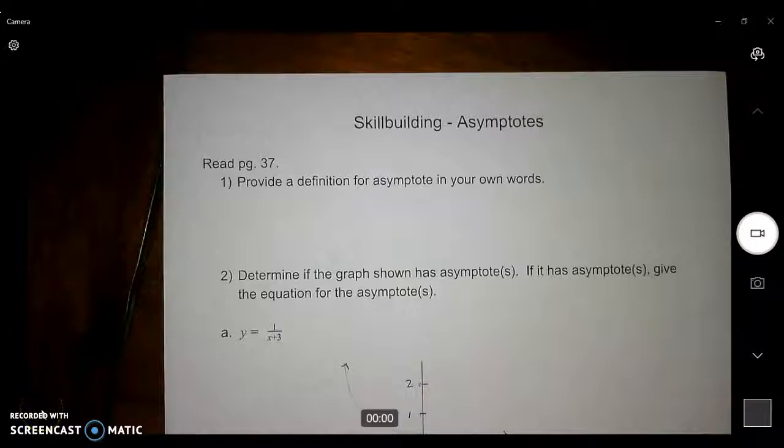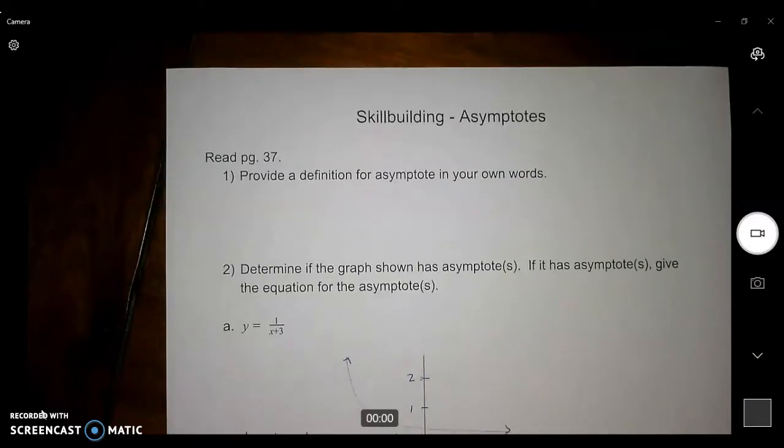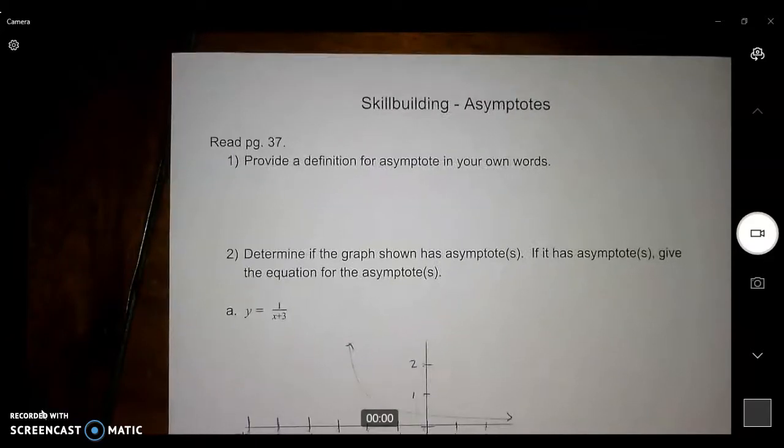Good morning. This is our last skill building for Chapter 1, and it's on a newer concept called asymptotes. On page 37 there are math notes in your textbook talking about asymptotes. Go ahead and read that, and then I'm going to go through this with you here. So pause me, take a moment to read page 37, and now we're going to talk about what an asymptote is. You can write it in your own words.